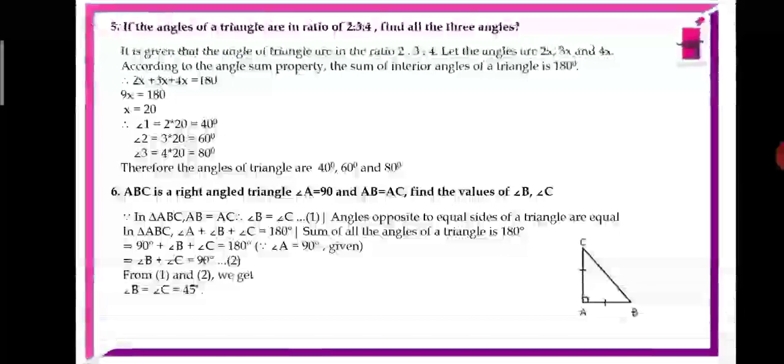Now here angle 1 equals 2x, that is 2 into 20, that equals 40. Angle 2 equals 3 into 20, that equals 60. Angle 3 equals 4 into 20, that is 80. Therefore the angles of the triangle are 40 degrees, 60 degrees and 80 degrees.